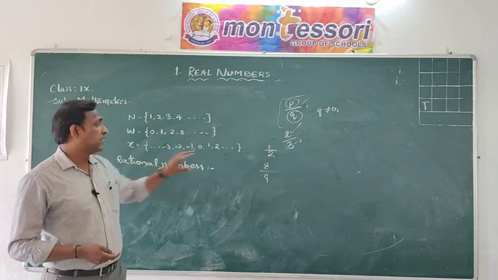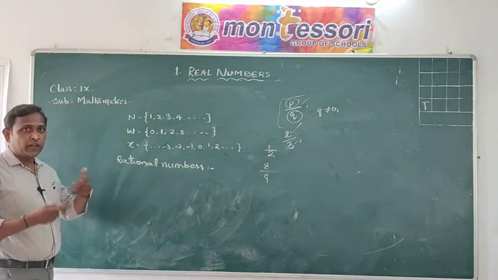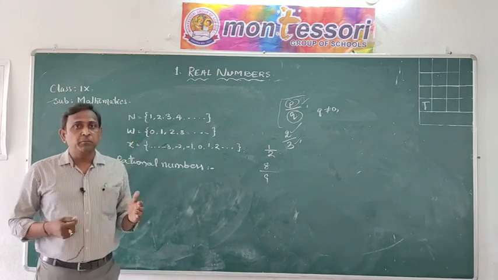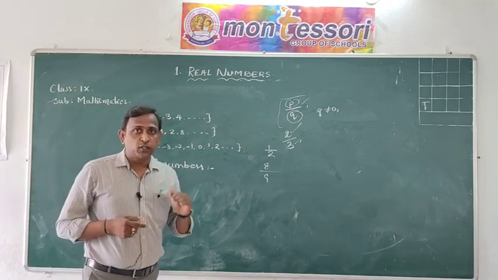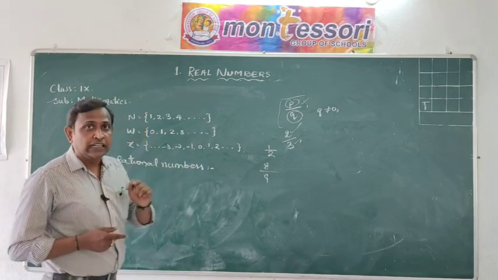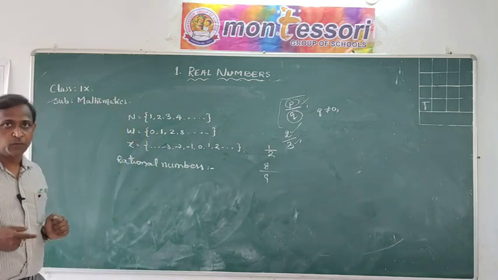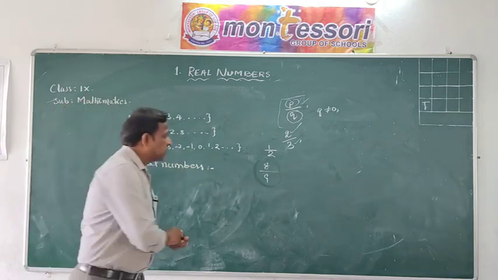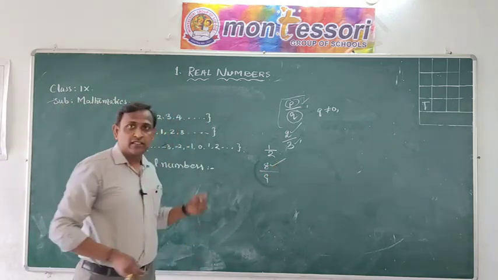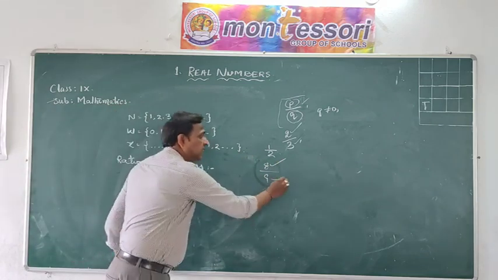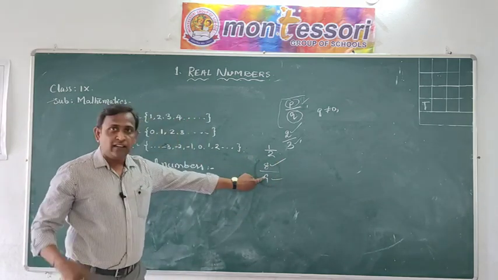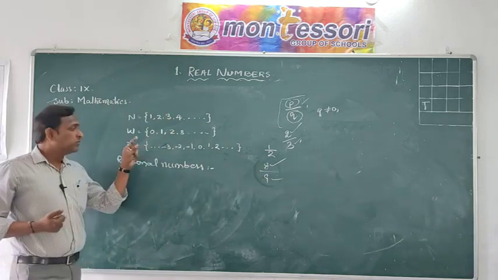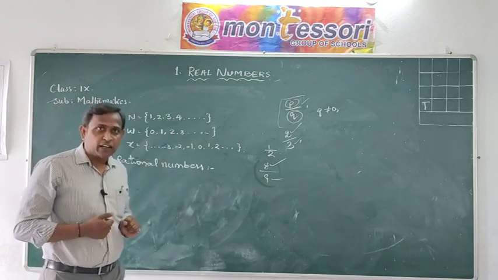But you have to see the definition of a rational number. Once again I am repeating the definition: a number which can be expressed in the form of p by q, where p and q are integers, and q is not equal to 0. So take 8 by 9, one of the fractions. 8 is p and 9 is q, and we know that 9 is not 0, so it satisfies our given definition, so it is called a rational number.